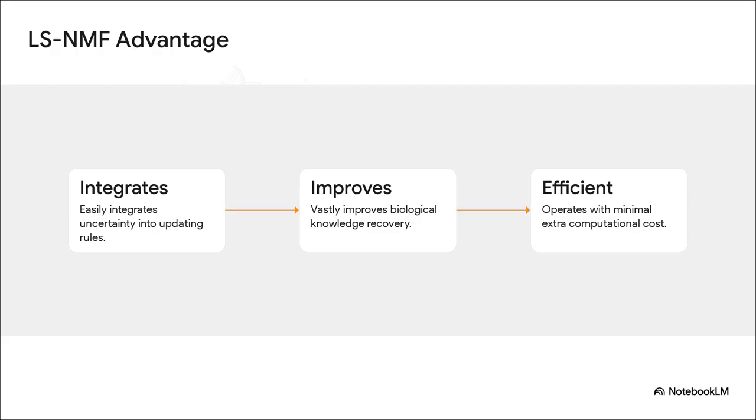First, LS NMF integrates uncertainty directly and elegantly into its updating rules. Second, as we just saw, it vastly improves our ability to recover actual biological knowledge, finding real functional links between genes that other algorithms completely miss. And third, and this is a point the researchers made very clear, it operates with a minimal extra computational cost. It has the same conversion speed as the old algorithm. Guys, we get all these amazing biological insights without needing to buy massive, expensive supercomputer upgrades. It's really just smarter math.